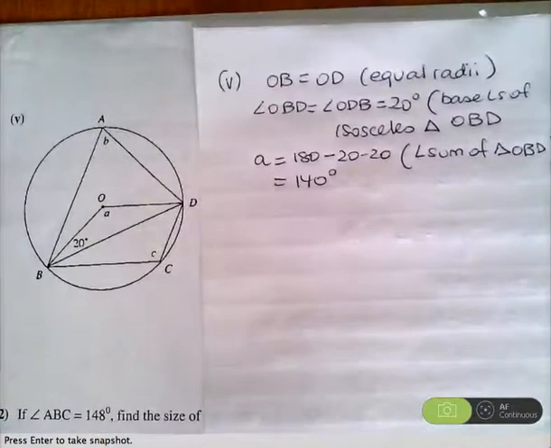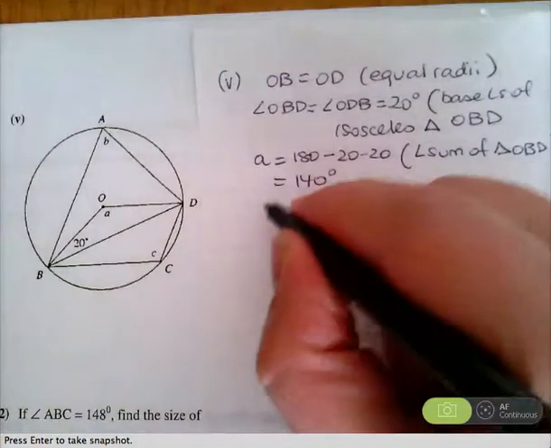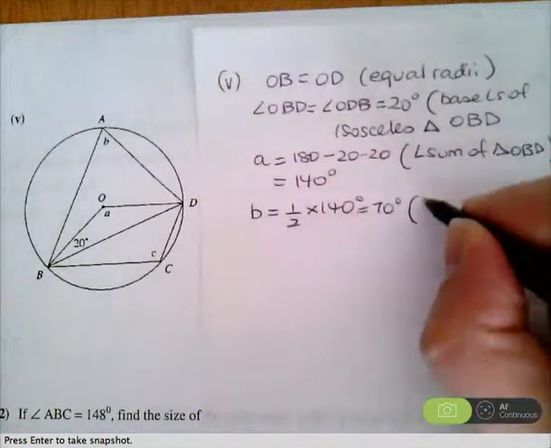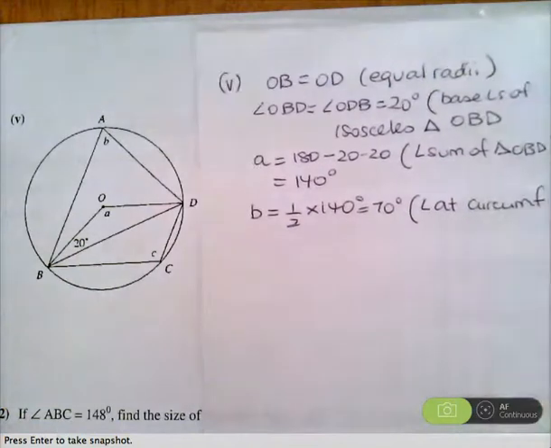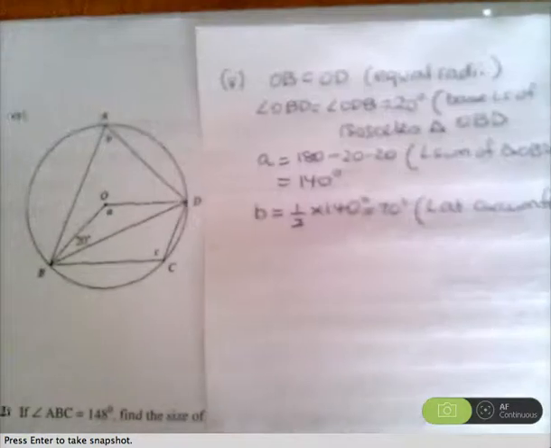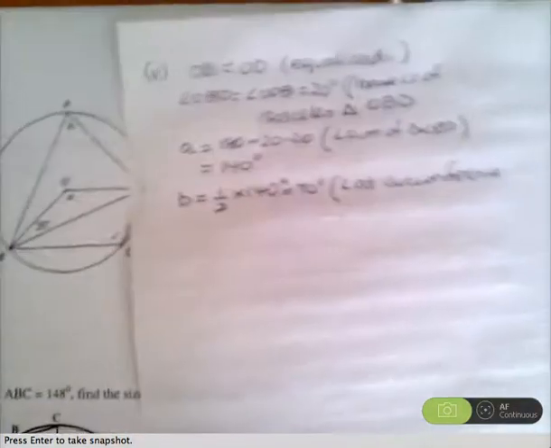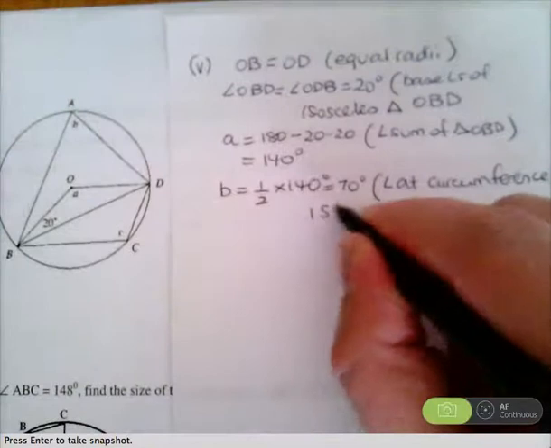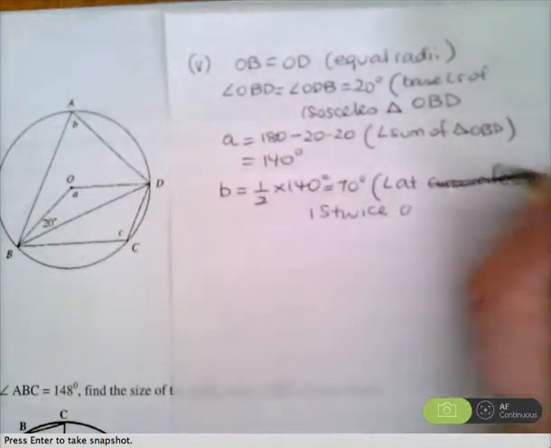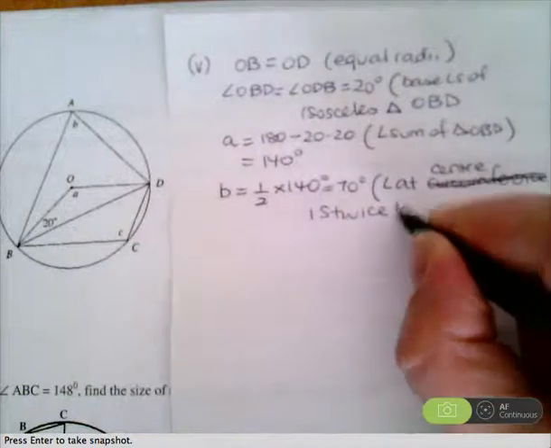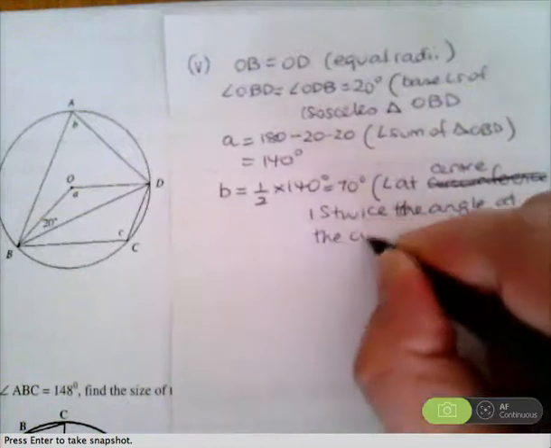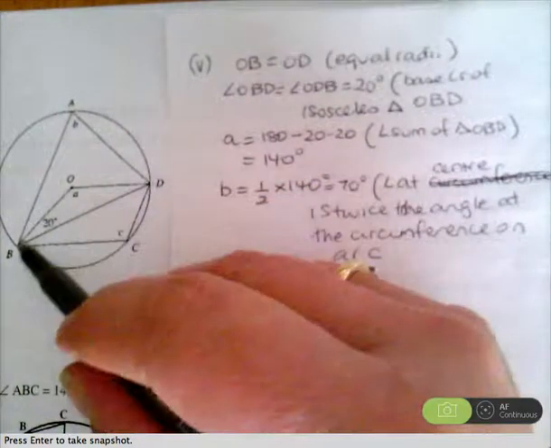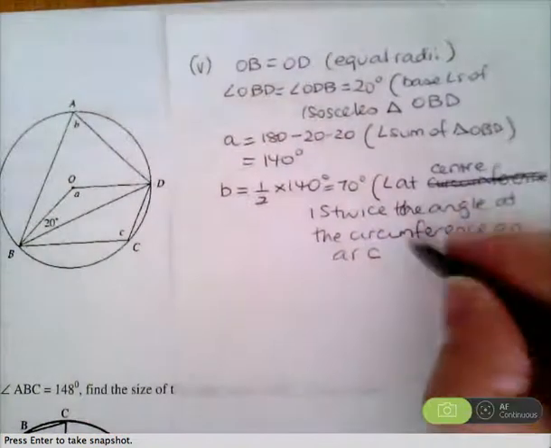So remember, every time you write something, you do need reasons for every single thing. So we also know that angle B equals a half of 140 degrees, which is 70 degrees, because the angle at the circumference is, angle at the center is twice the angle at the circumference on arc. That's the angle at the center there, the angle at the circumference is angle BAD, so it's on this arc here, on arc BCD.